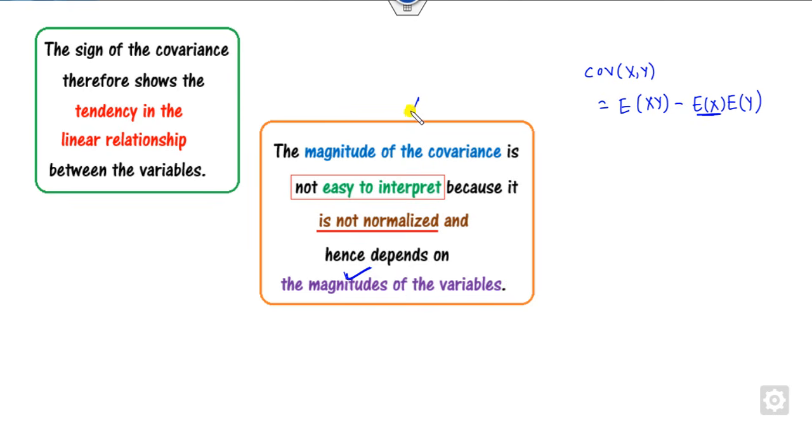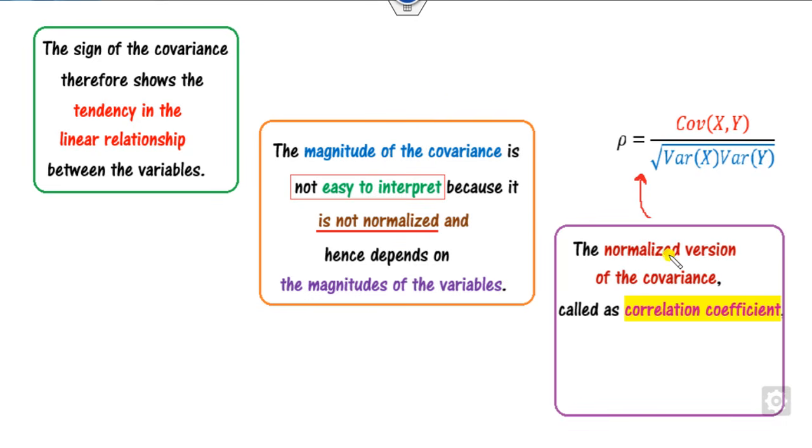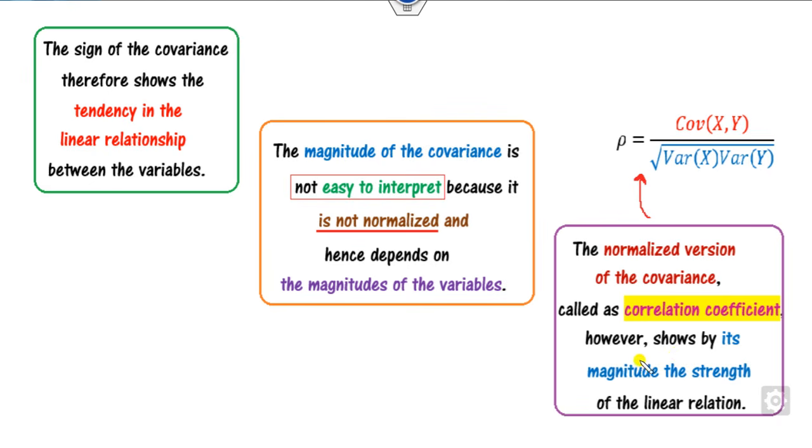But if you want to normalize this, the normalized version of the covariance is called the correlation coefficient. Once it is normalized, it gives the magnitude of the strength of the linear relation. So always remember that whether it is correlation or covariance, they are talking about the linear relation only, not the non-linear.